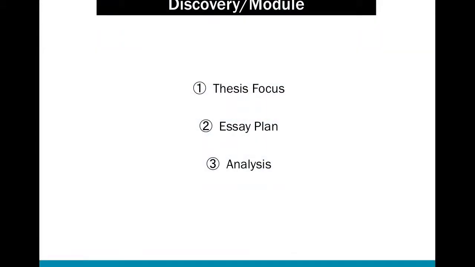So for both Discovery and Module essays, we're going to follow a basic outline, and that is discussing firstly the thesis focus that you should be following, secondly an essay plan that you might like to follow, and then what your analysis should be focused on. This is all, of course, based on the rubric for each respective module.